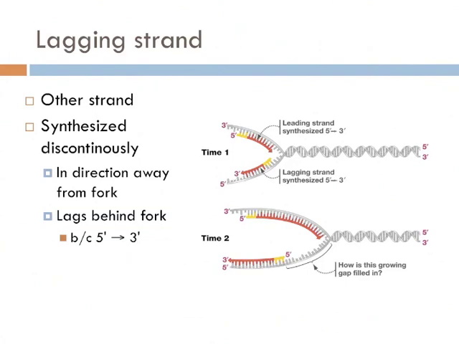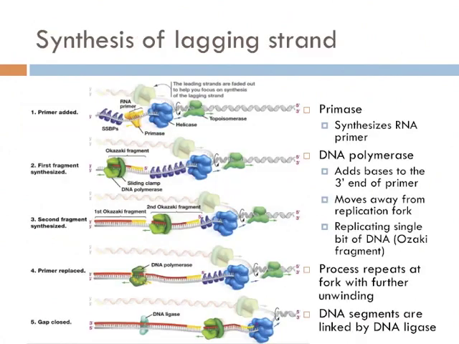However, the lagging strand grows in the direction opposite to the movement of the growing fork. It grows away from the replication fork and is synthesized discontinuously. It's called the lagging strand because it's synthesized away from the fork and lags behind it, slowing down the process. Because the strand is growing away from the replication fork, it must be replicated in fragments because the primase that adds the RNA primer has to wait until the fork opens to be able to add the primer.